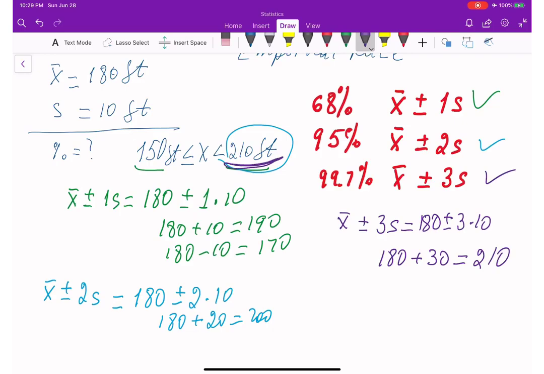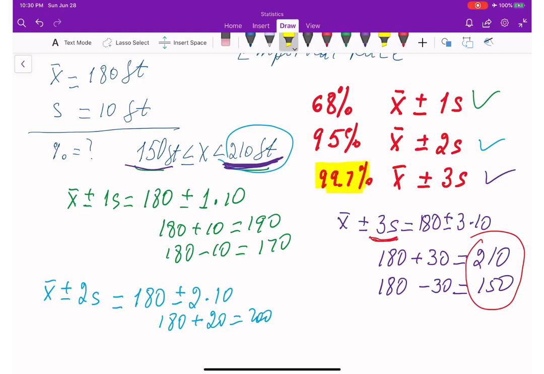Well, looks like we hit the upper level, 210. And now 180 minus 30 is equal to 150. Bingo. So 3s is bringing us to the range we are interested in, 150 and 210 feet.